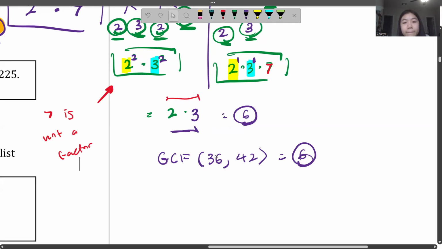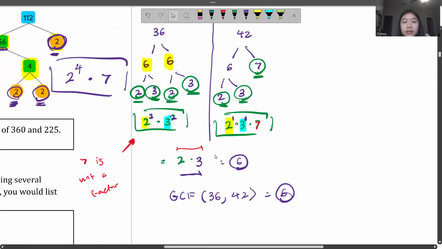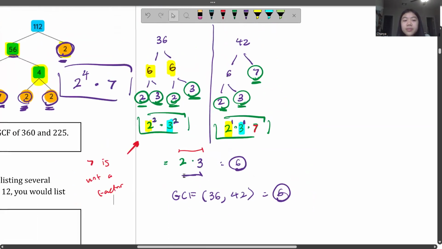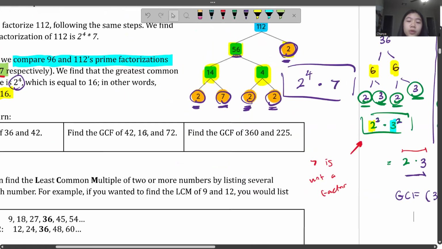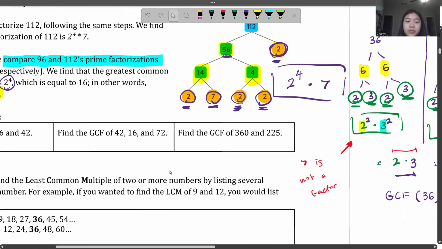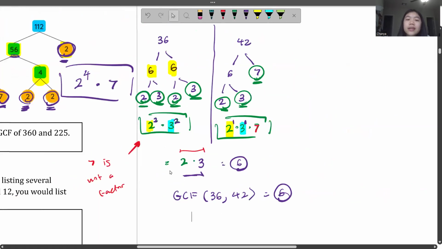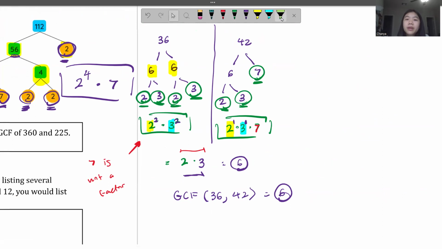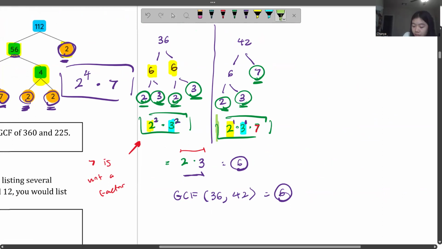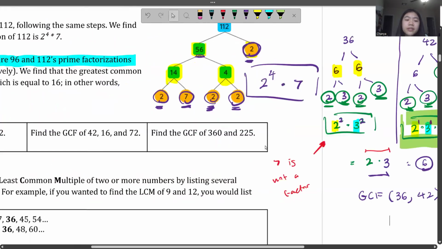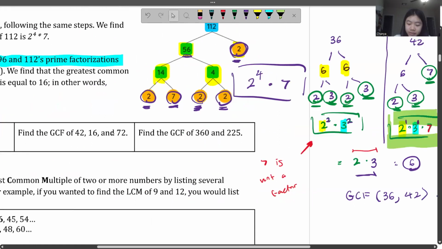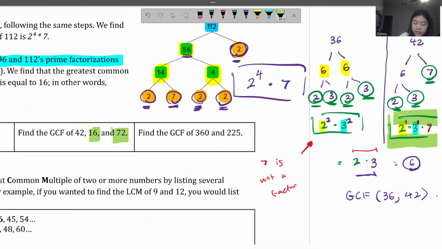Okay. So hopefully this makes sense. I'm going to move on to the next practice problem, which is find the GCF of 42, 16, and 72. Okay, so first, as always, the first step is to prime factorize the numbers. Well, we already have the prime factorization of 42, which is pretty convenient. But we still need the prime factorization of 16 and 72. So I'm just going to do that.